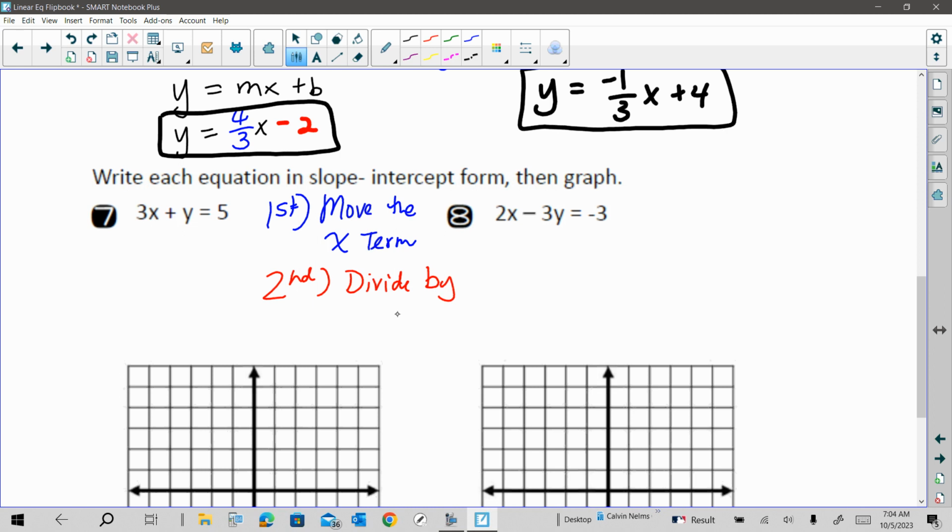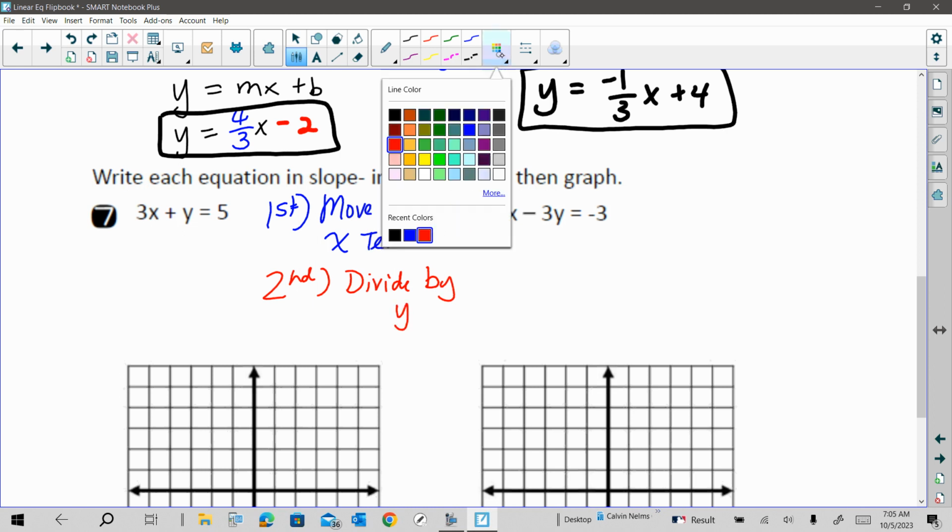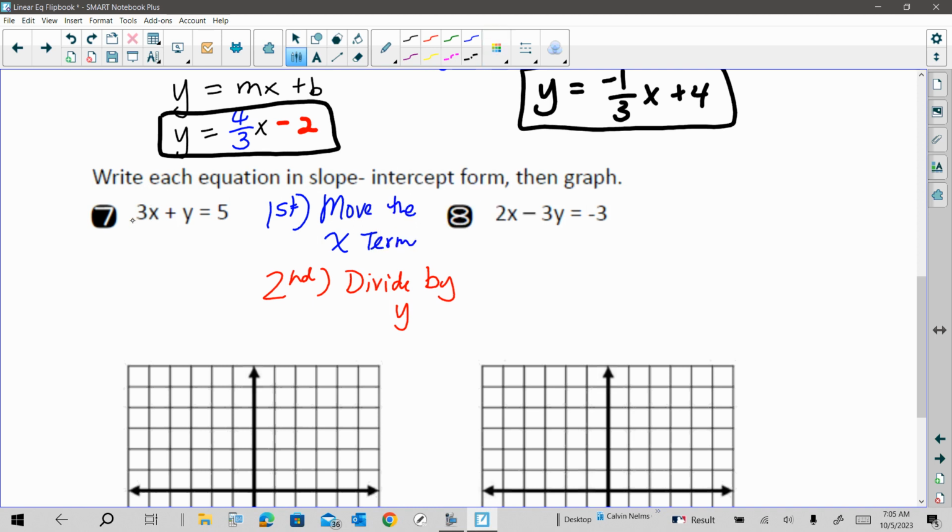So the way this looks on this example here, number 7, 3x is the x term. To move it, you have to do the opposite, okay? So if it's positive 3x, we have to move it by doing -3x. So now we can move it to the other side of the equal sign. So that cancels, and leaving us with y equals -3x plus 5. Now, because this y does not have a coefficient, a number in front, I don't need to divide by y.